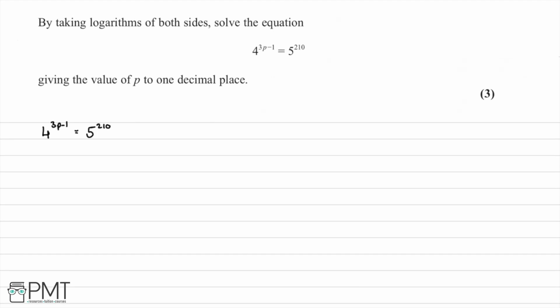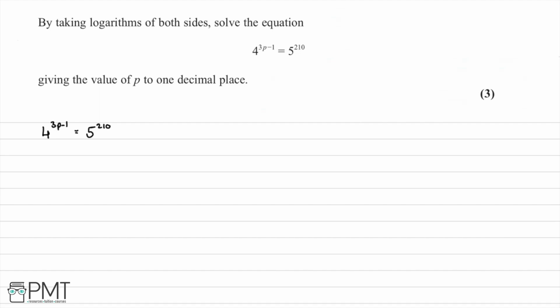So in this question, we're told by taking logarithms of both sides to solve the equation 4 to the power of 3p minus 1 is equal to 5 to the power of 210. And we're asked to give the value of p to one decimal place. So we're hinted in the question that we're to take logarithms of both sides, so we'll go ahead and do that to begin.